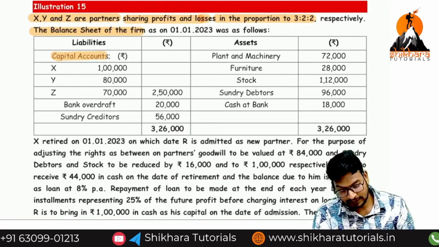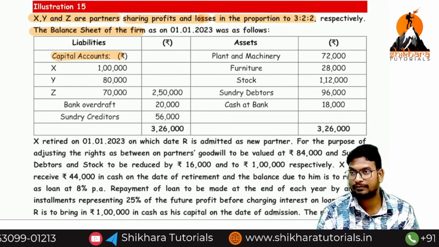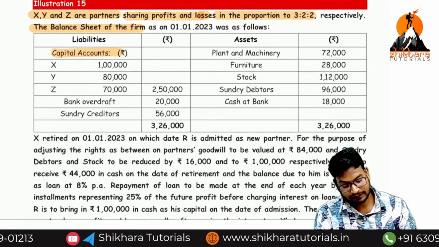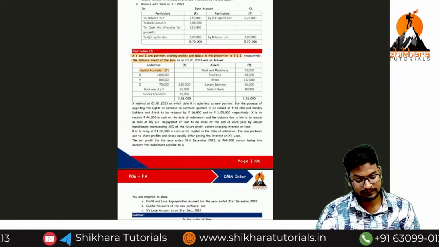Only capital account they are given. That means fluctuating capital or fixed capital? Fluctuating. So easily we can go through, no problem. Next.